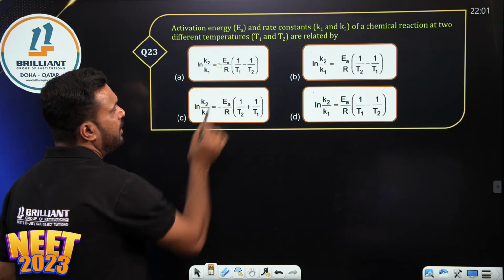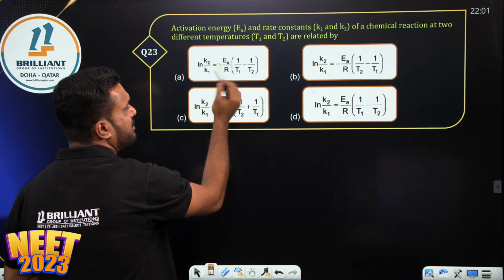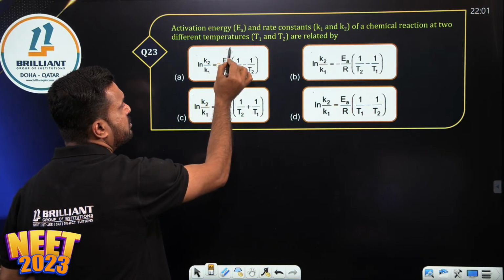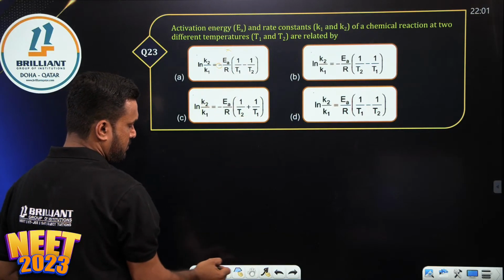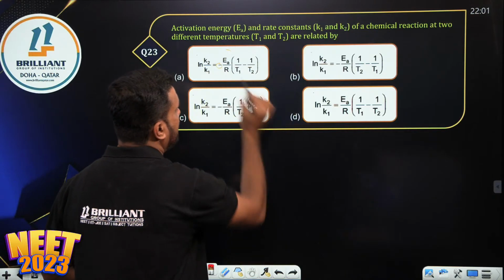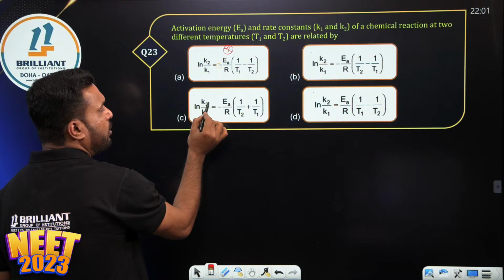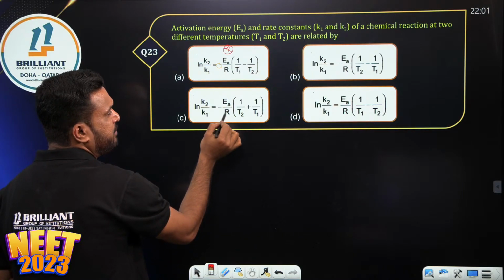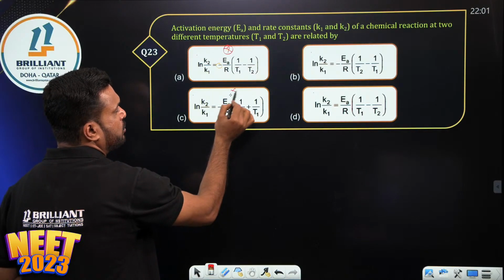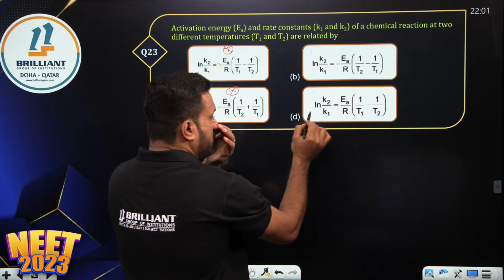This is wrong. 1 by T1 minus 1 by T2 is correct. Everything is correct, but the negative is there. So this is the wrong one. Okay, so that is the wrong one. We can go to the C. Log K2 by K1 is equal to EA divided by R into 1 by T1 plus 1 by T2. Wrong. What about the D?